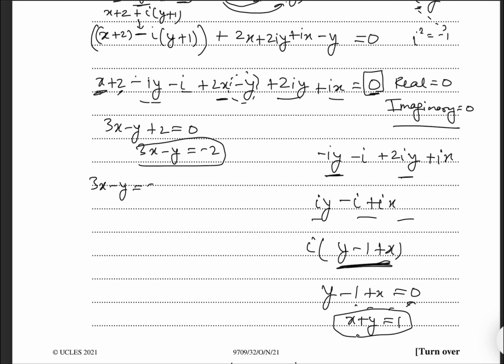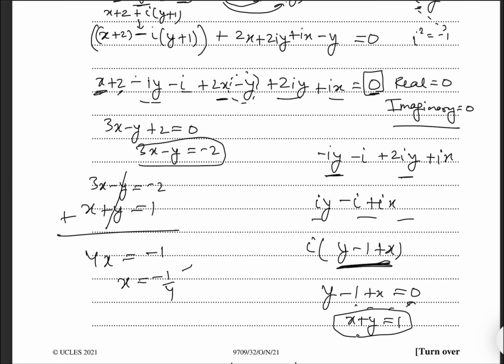3x minus y equals negative 2. x plus y equals 1. Just add these equations. y will cancel out. Negative y plus y cancels out. 4x equals negative 1. x equals negative 1 by 4.